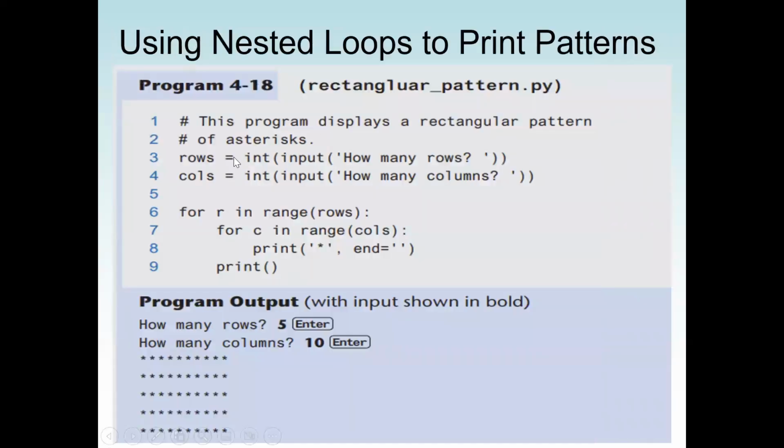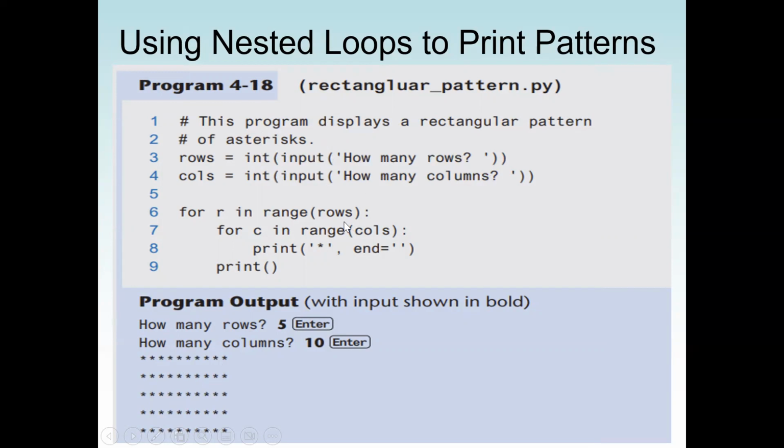So let's see a very good example here. This program will display a rectangular pattern of asterisks, which we can see right here. In the output, we have 5 rows, and the columns are 1, 2, 3, 4, 5, 6, 7, 8, 9, 10, so 10 columns. Now, how this works: we have the program to display the rectangular pattern of asterisks. First, we need the number of rows and the number of columns. The first input gives us how many rows we want. The second input gives us how many columns we want.